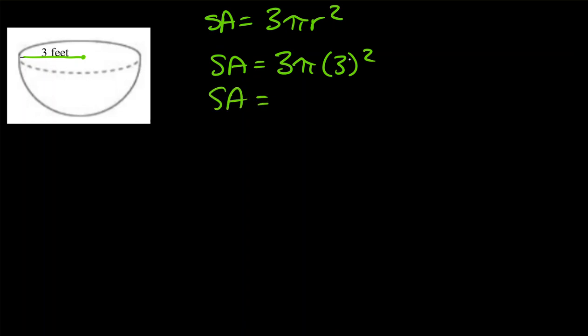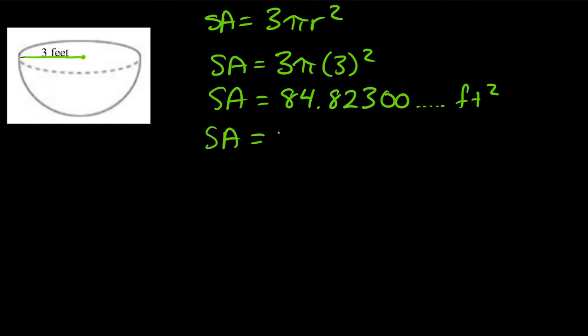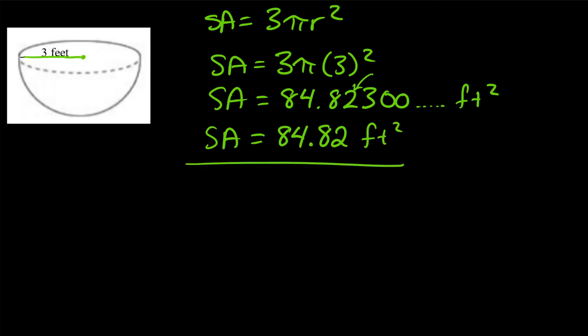So 3 times 9 is 27. 27 times pi is 84.82300 and so on, feet squared. So the surface area of this object is, if we want to round it to the nearest hundredth, 84.82 feet squared.